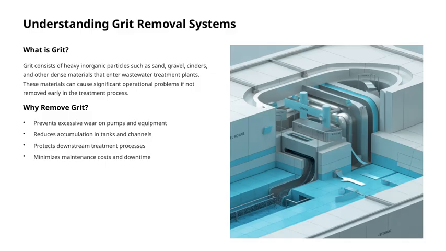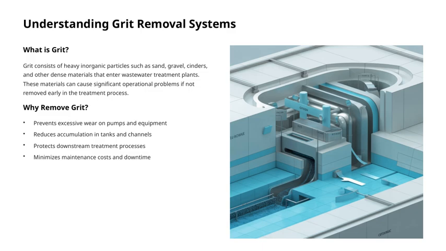Well, first, it helps prevent excessive wear and tear on pumps and other equipment. When grit gets into machinery, it can cause damage and reduce their lifespan. Additionally, removing grit reduces buildup in tanks and channels, keeping the system flowing smoothly. It also protects the downstream treatment processes, because if grit isn't removed early, it can cause blockages or damage further along the treatment line. Lastly, by controlling grit, we minimize maintenance costs and reduce downtime, making the entire operation more efficient and cost-effective.